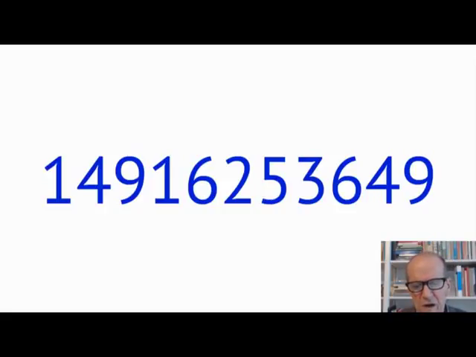1 4 9 1 6 2 5 3 6 4 9. It might be quite a cumbersome task to learn this by heart. But when I tell you that this list of digits is organized in a particular way, it becomes a lot easier to remember it. These are all squares.